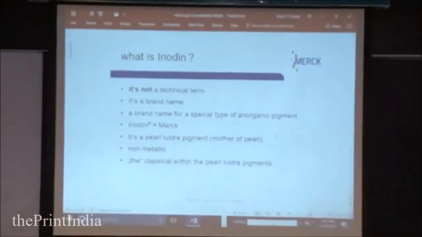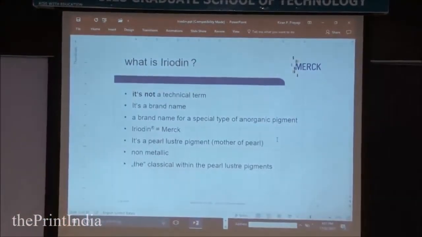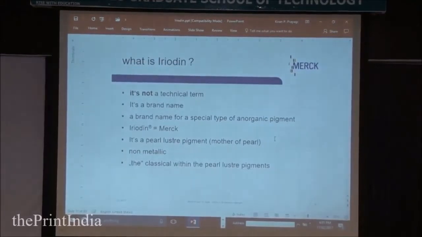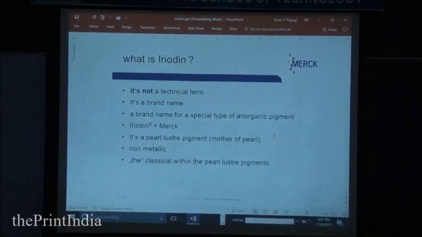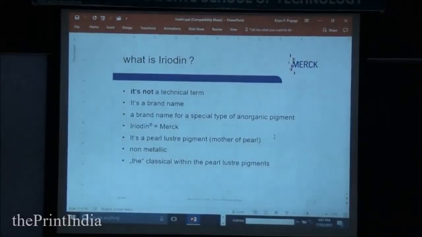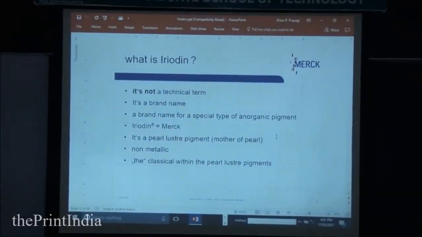So what is Iriodin? It's a brand name from Merck for a special type of pigment. It gives you a lustrous effect. One minute, maybe I can pass around the sample.